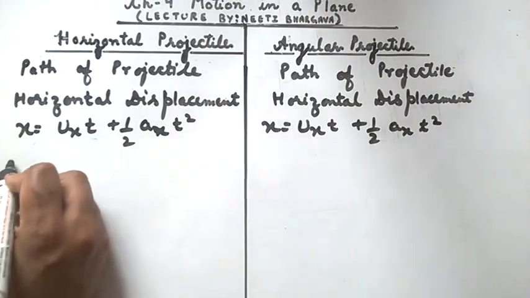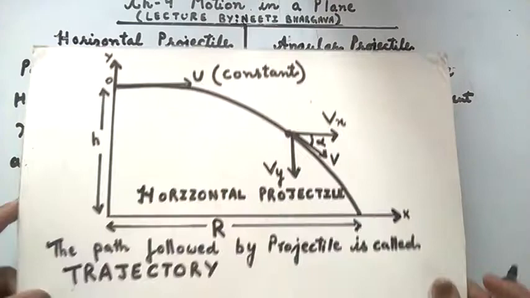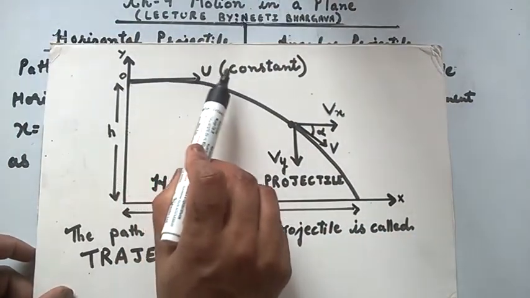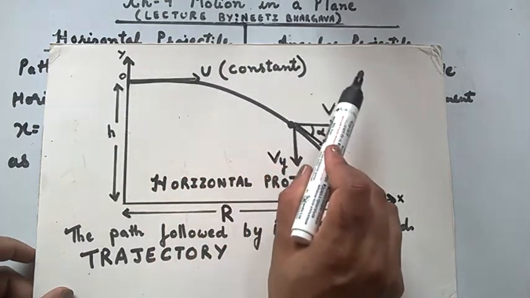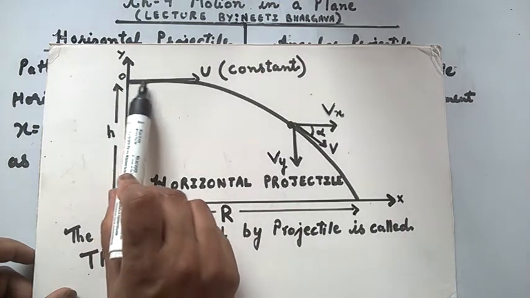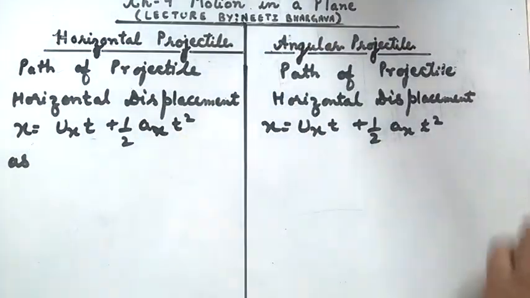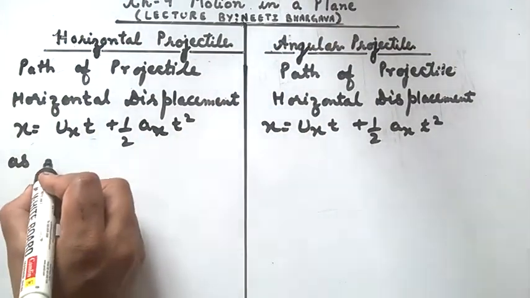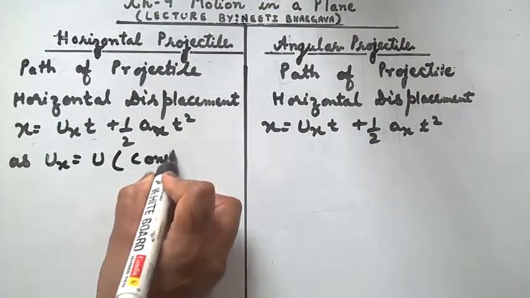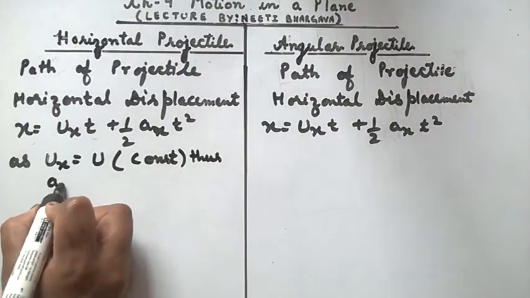Here, as we can see in horizontal projectile, the initial velocity along the x direction is constant, therefore acceleration will be 0, and initial vertical velocity is 0, and after that it goes on increasing. So here we can write that ux is equivalent to u, which is constant. Thus acceleration is equal to 0.